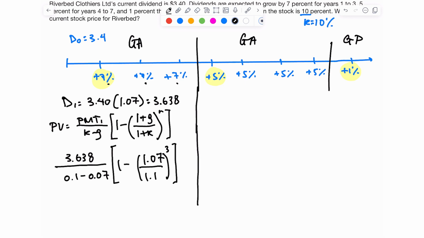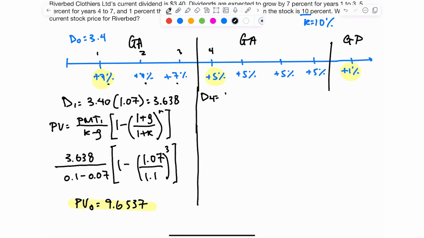All right, so give me a sec to punch this on the calculator. Okay, so I got a present value here of 9.6537. I'll put this aside. This is part of my answer, but it's not my final answer. Now we'll move to the second growing annuity. I need D4.